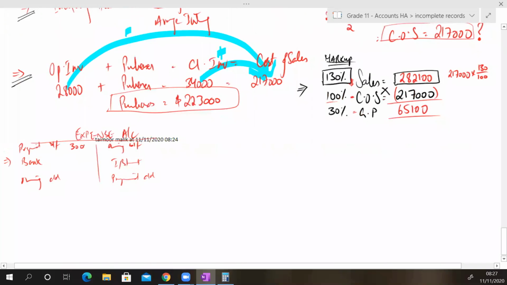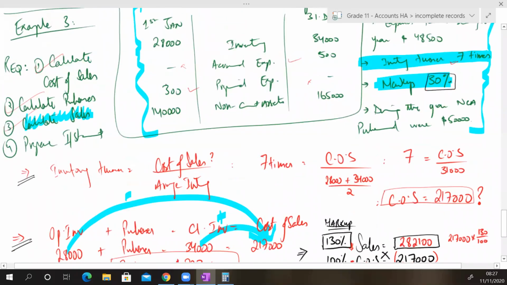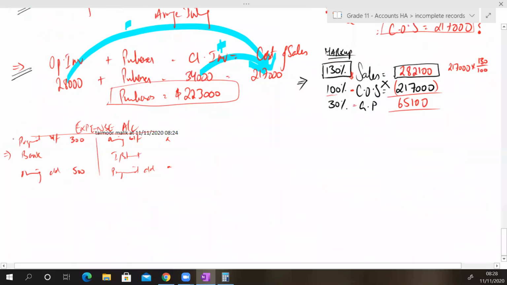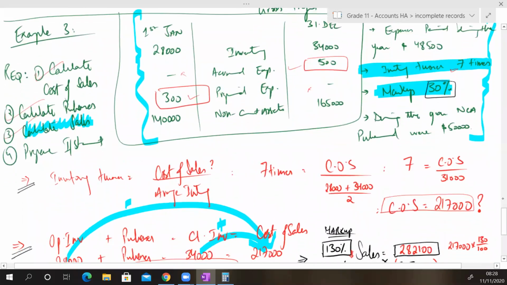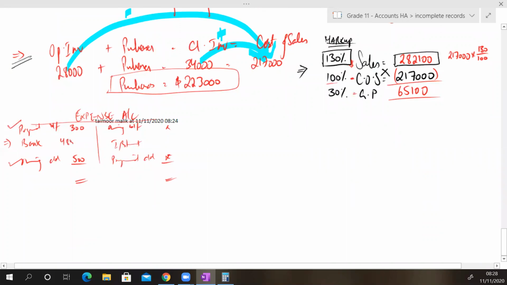ठीक है, ओपनिंग प्रीपेड और क्लोजिंग अक्रूड कितना था जी? 300 और 500। ओपनिंग प्रीपेड, क्लोजिंग अक्रूड, ये दोनों चीजें नहीं थी। इफ आई कैन री शो यू दिस, प्रीपेड ओपनिंग एंड क्लोजिंग में अक्रूड था। ठीक है जी। ड्यूरिंग द ईयर क्या हुआ जी? ड्यूरिंग द ईयर आपका एक्सपेंस पेड वॉज 48,500। ठीक है जी। बैंक इज 48,500, so charge to income statement would be 49,300 would be the charge to income statement.